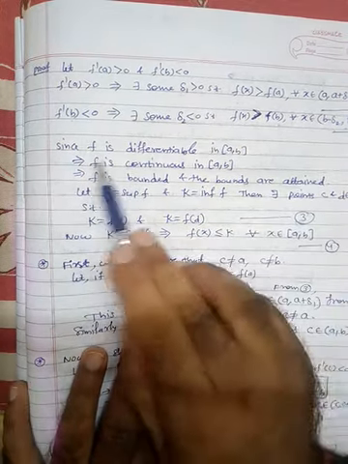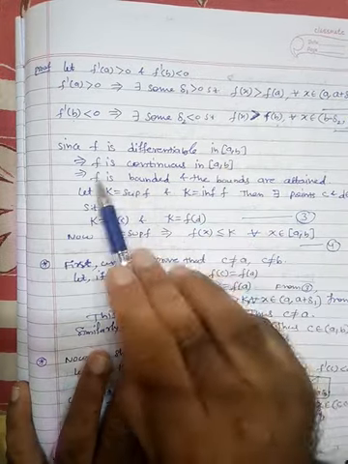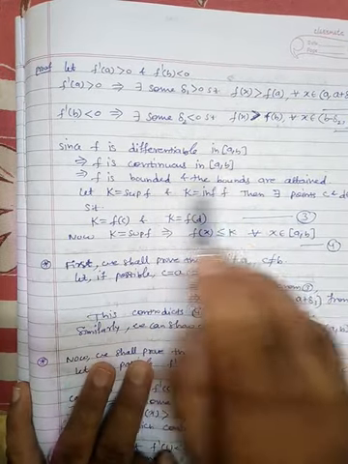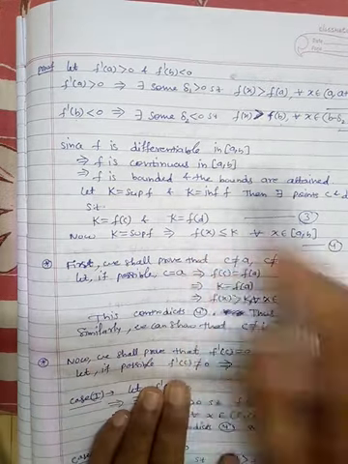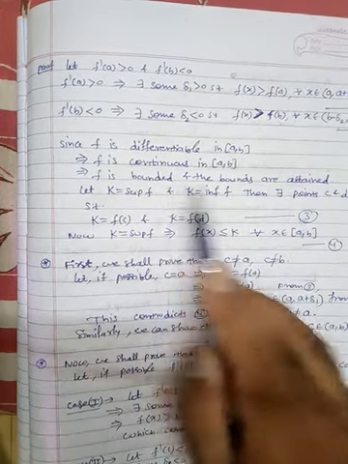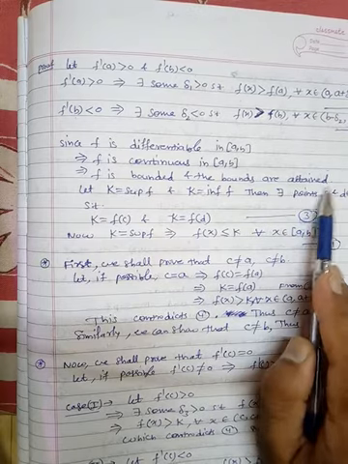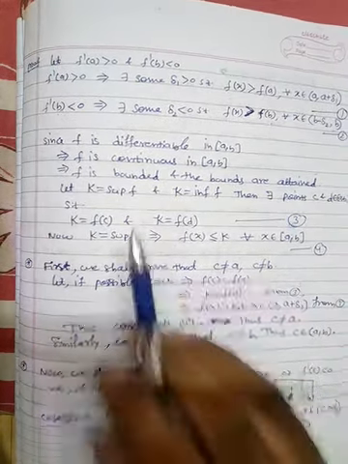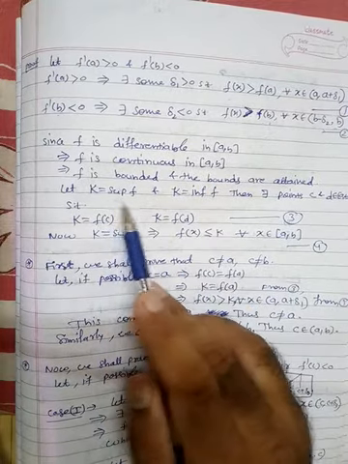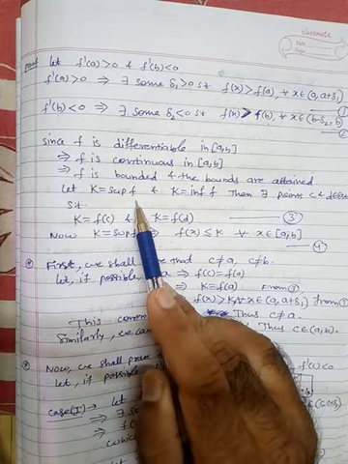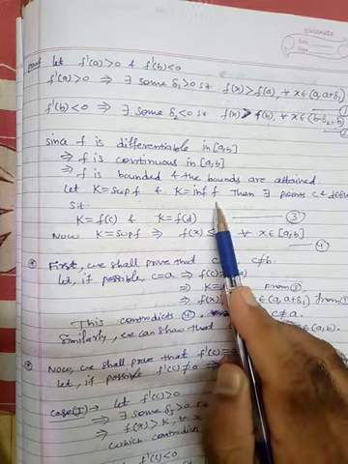Fine. Now since f is differentiable in AB, f is continuous in AB, and since f is continuous in AB, f is bounded, and we have already proved this, and then bounds are attained. Attained means they will be inside the domain. So suppose capital K is the supremum of f and small k is the infimum of f.